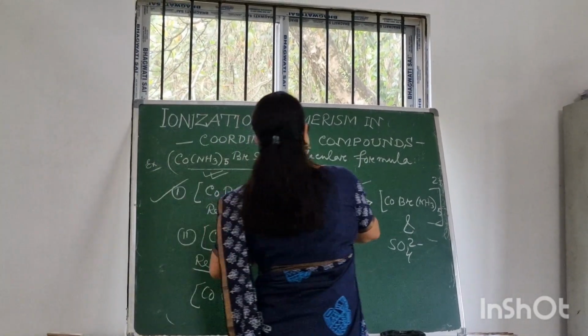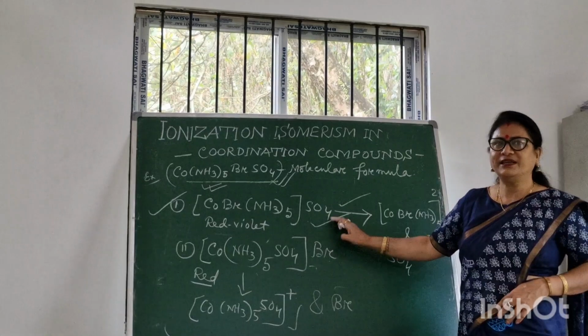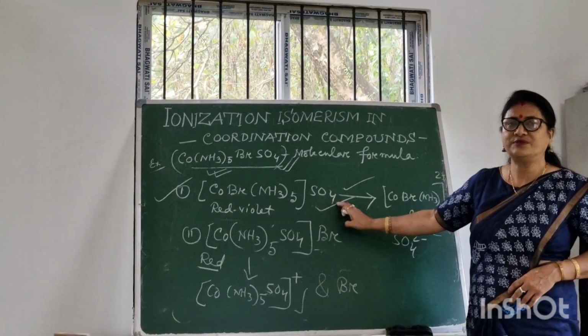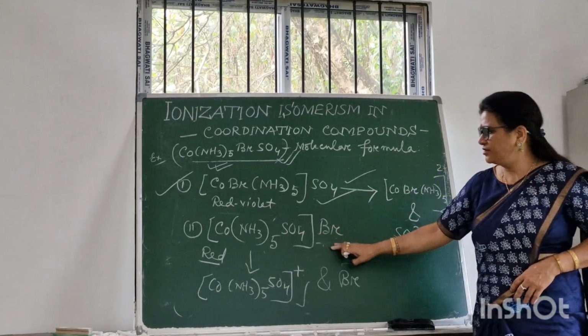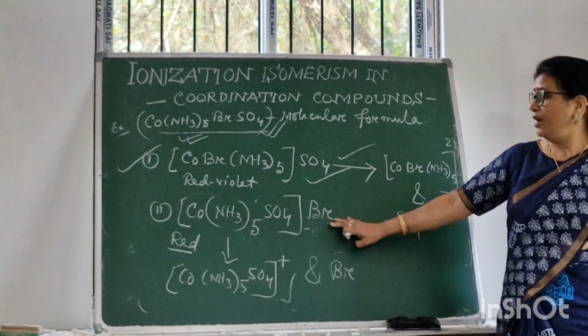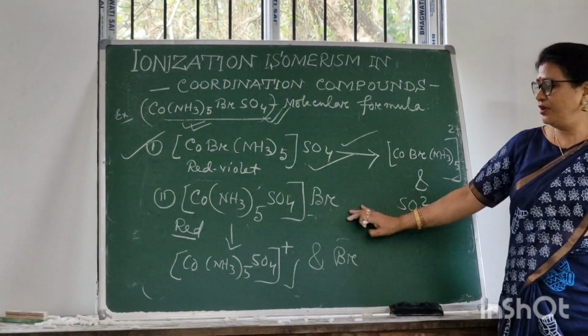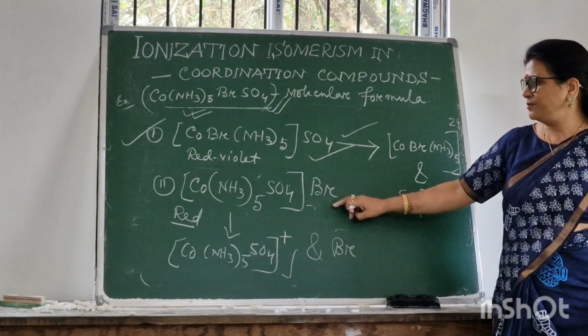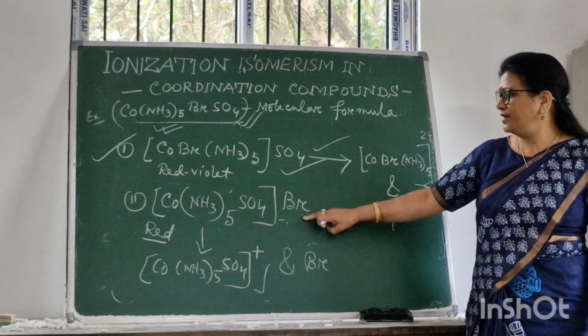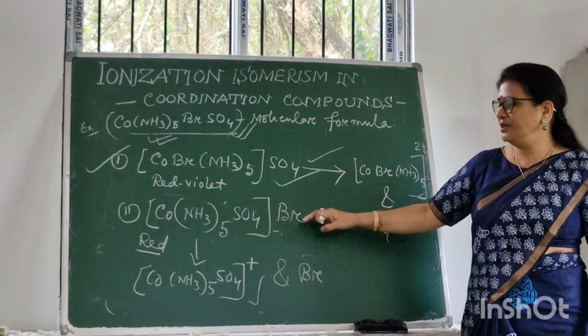Since it gives the precipitate with barium chloride, it indicates that the sulfate ion is outside the coordination sphere. And the second ionization isomer gives the precipitate with silver nitrate, but it does not give the precipitate with barium chloride. Since it forms the precipitate with silver nitrate, it indicates that the bromide is outside the coordination sphere.